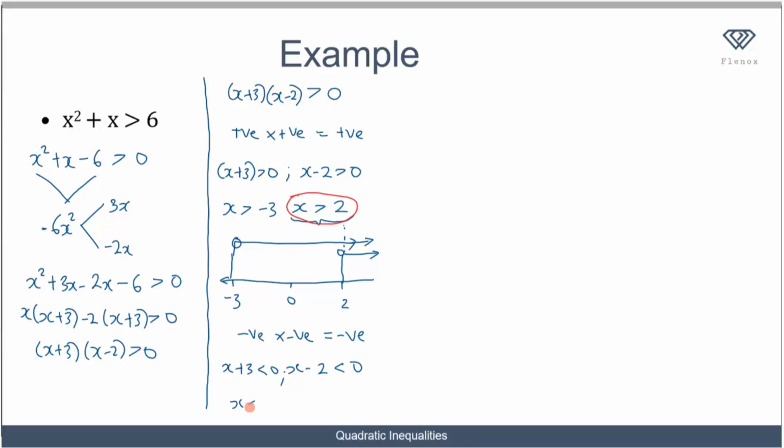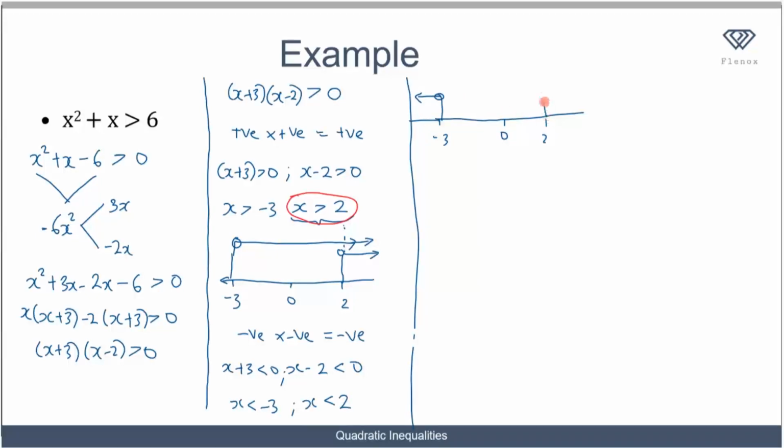So here I have x is less than minus 3, and I have x here is less than 2. So now I'll try to represent this on the number line also. So to do that, I indicate my points. I have 0, and here I have minus 3, and here I have 2. So I have x is less than minus 3 over here, and I have x is less than 2.